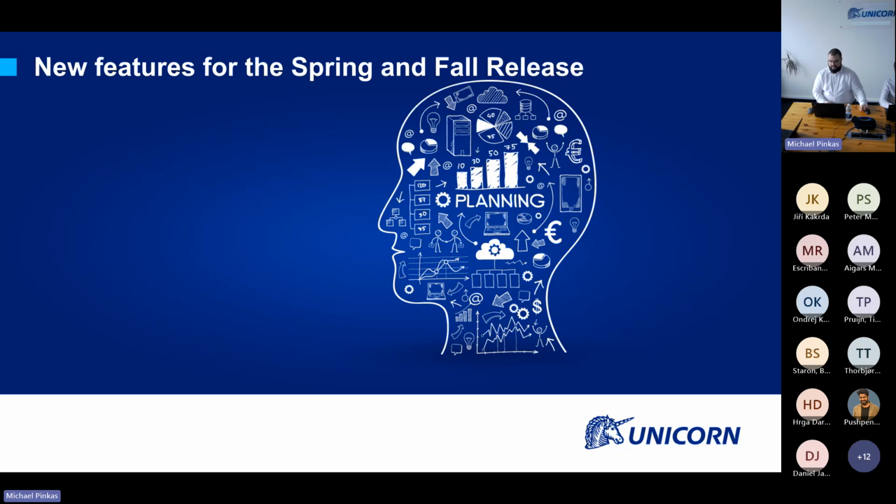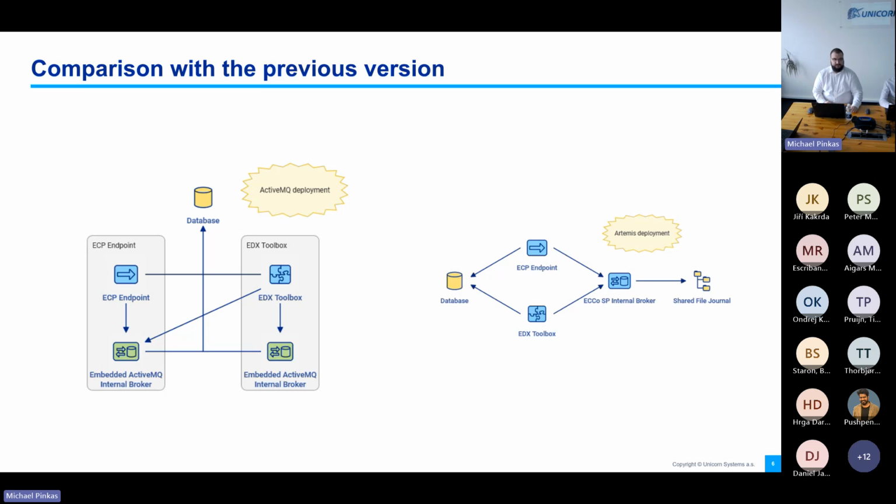So, let's start with new features for the spring and fall release. Regarding the deployment, there's one major change. On the previous version, as you can see on the left picture, the internal broker was embedded in the application itself, so it was part of the ECP endpoint and EDX toolbox. And let's say both these components of the application were connected to the same database. It could be like the Apache Derby on a file system.